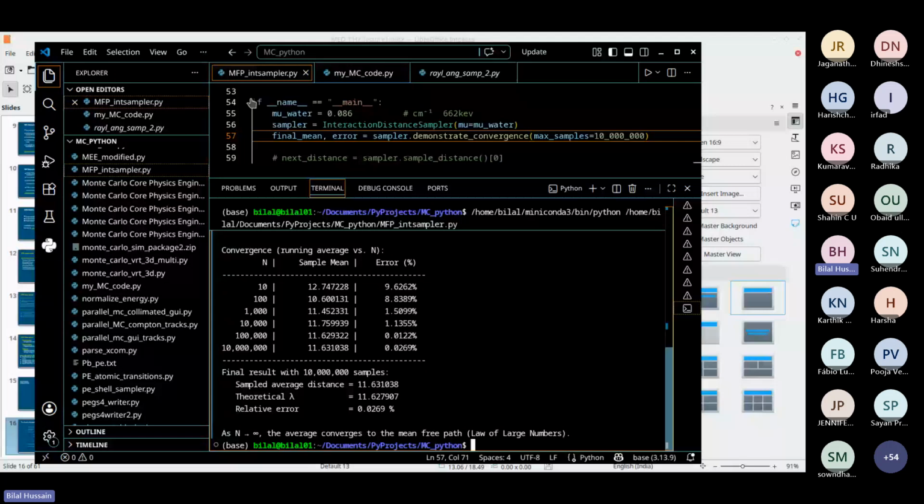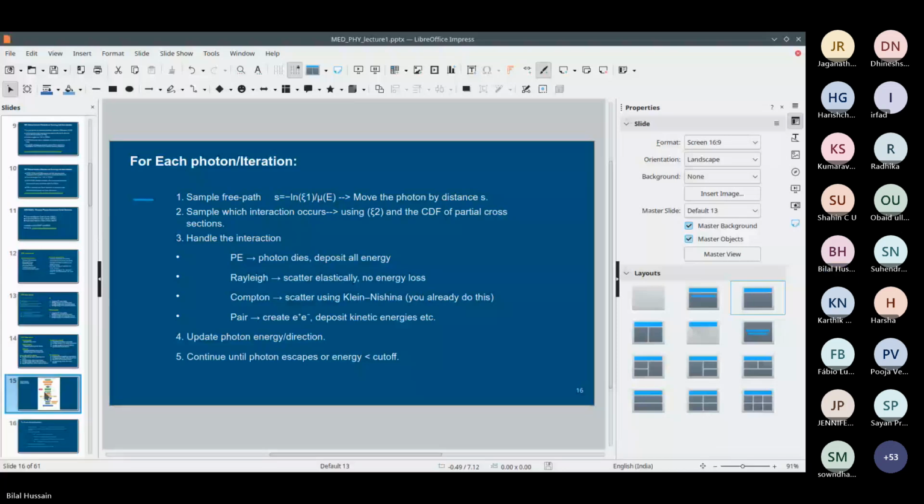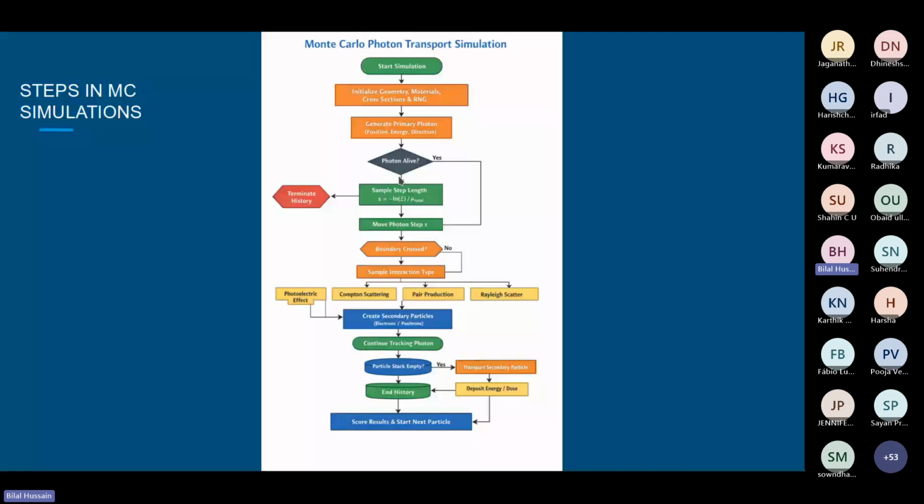Once the mean free path is sampled, the next thing I have to do is move the photon to the next level. For example, let us say I calculate 11 centimeters as my mean free path. Within the phantom, I move the photon by 11 centimeters. Then I put in a new position, a new direction, and energy also. So now the photon has moved here.